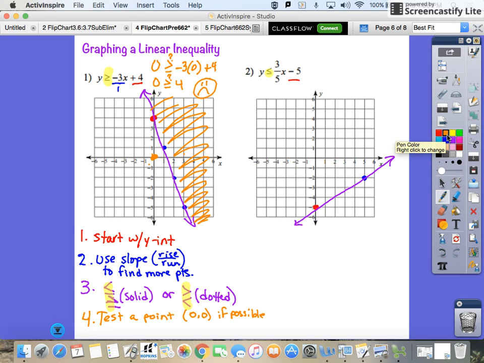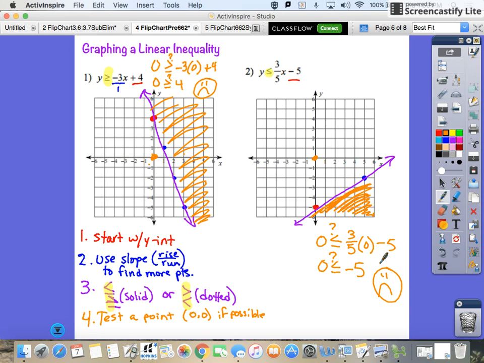Now we test a point. You can test literally any coordinate that's not on the line. I just like to use 0, 0 because it's the easiest. So I'm going to put that into this equation. Is 0 less than or equal to 3/5 times 0 minus 5? Well, this piece is 0, so -5. Is this correct? No, it's not. 0 is bigger than -5, so we should shade the other side. Because this failed, we shade the other side.